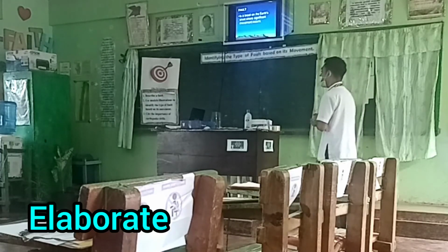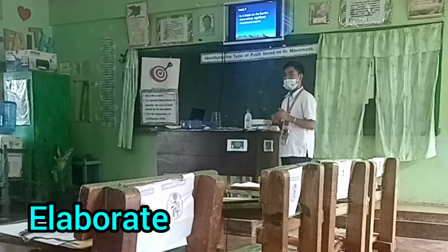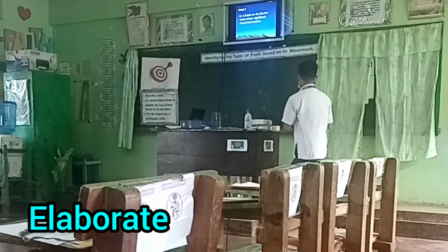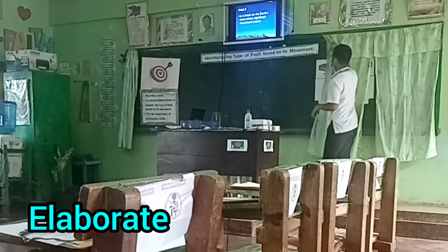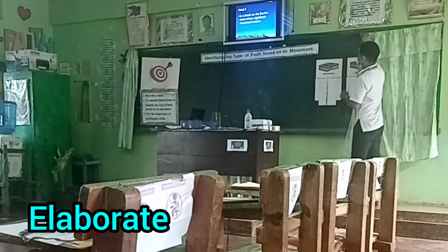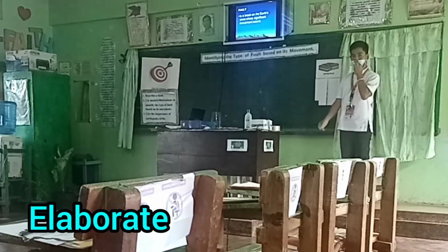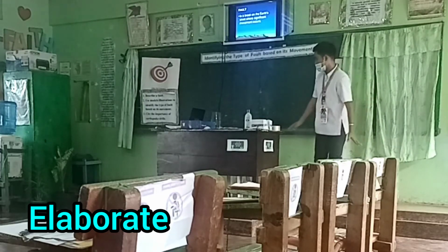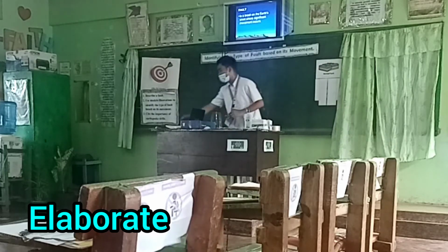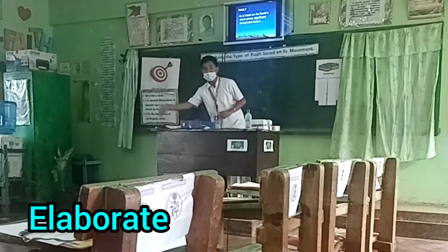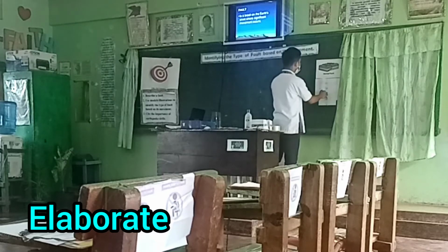Now, there are 3 types of fault based on its movement. The first type is what we call the normal fault. A normal fault is when the hanging wall moves downward relative to the footwall.